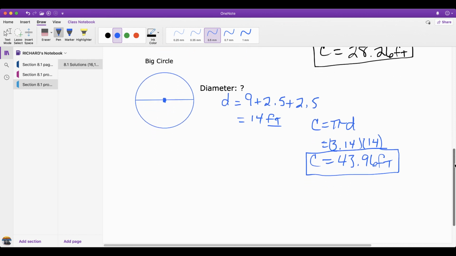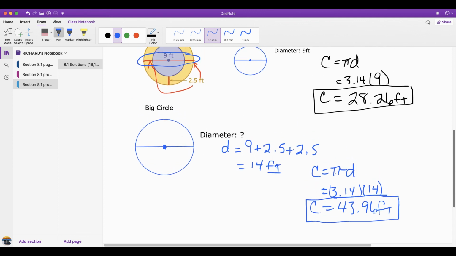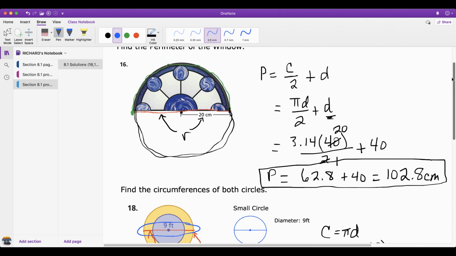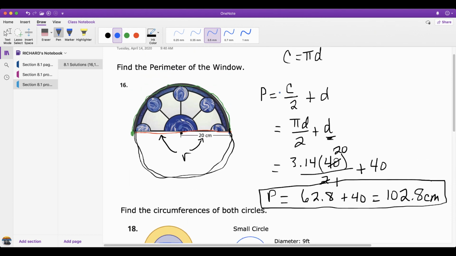So for problem 18, we had to calculate the circumference of the big circle and the small circle. And then going back to the perimeter of the window, remember this formula right here. Perimeter equals the circumference divided by 2 plus the diameter.